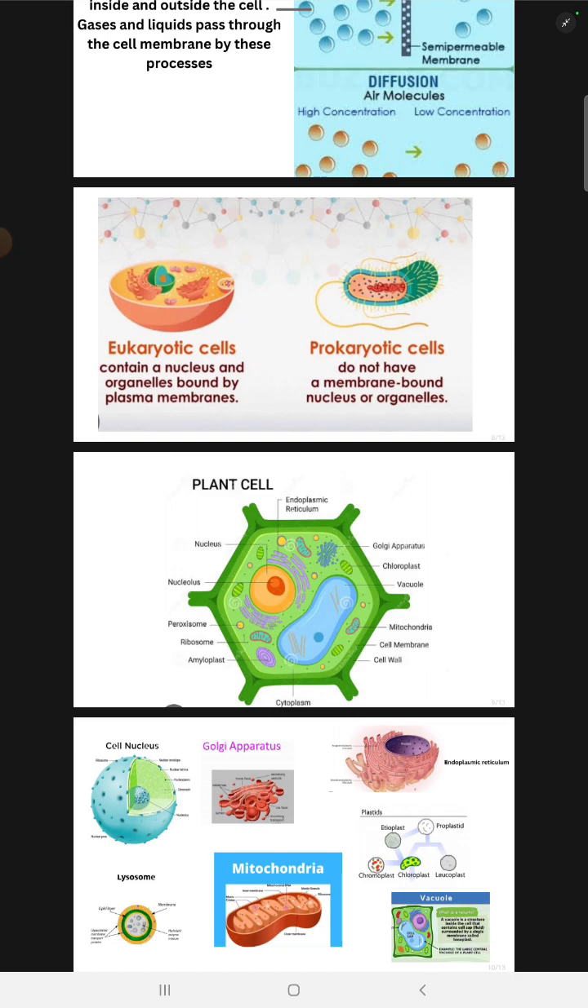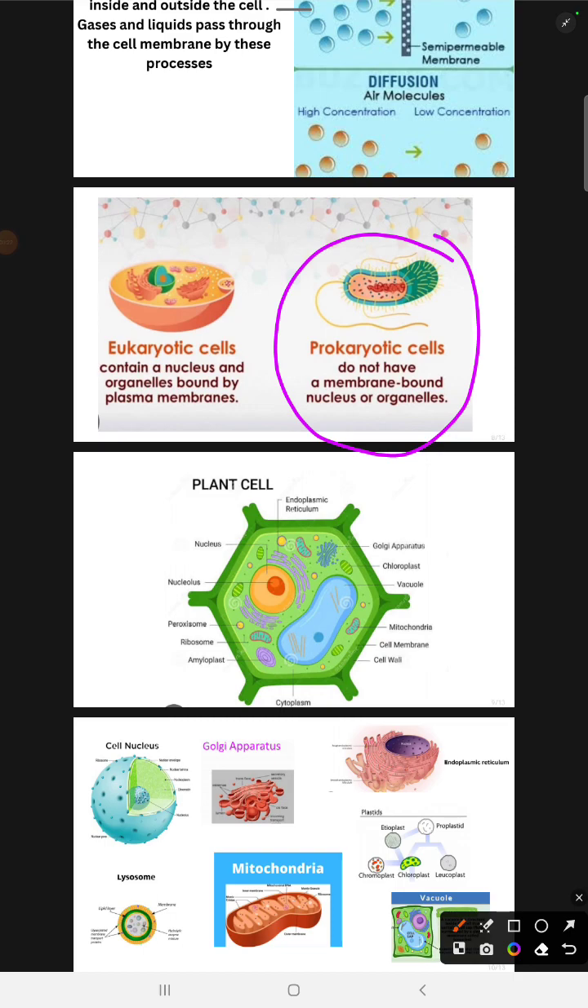actually formed from other cells or the primitive cells. Here we get to know what the primitive cells are. Prokaryotic cells are also termed primitive cells. Why? Because they do not have any membrane-bound nucleus or organelles. Whereas these eukaryotic cells contain a proper nucleus with a nuclear membrane, and organelles are also bounded by a plasma membrane.